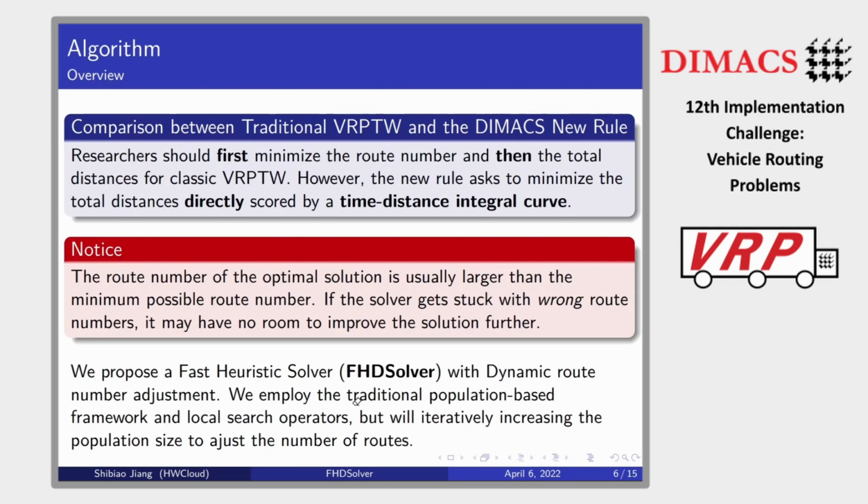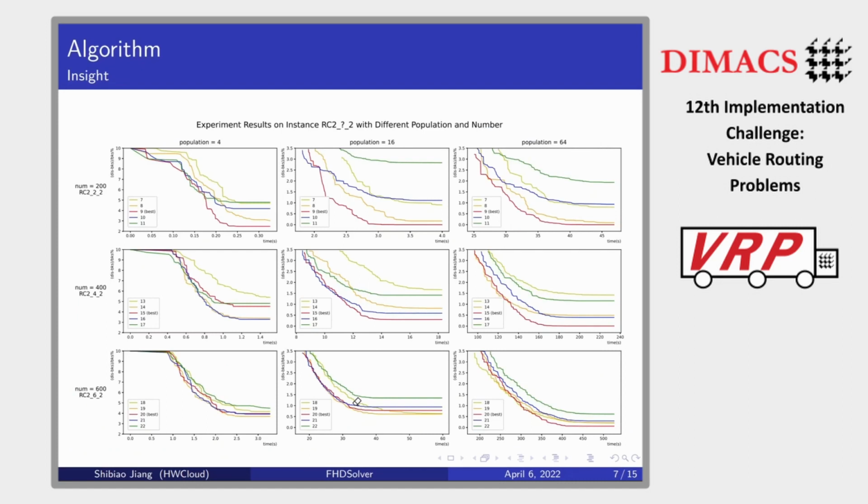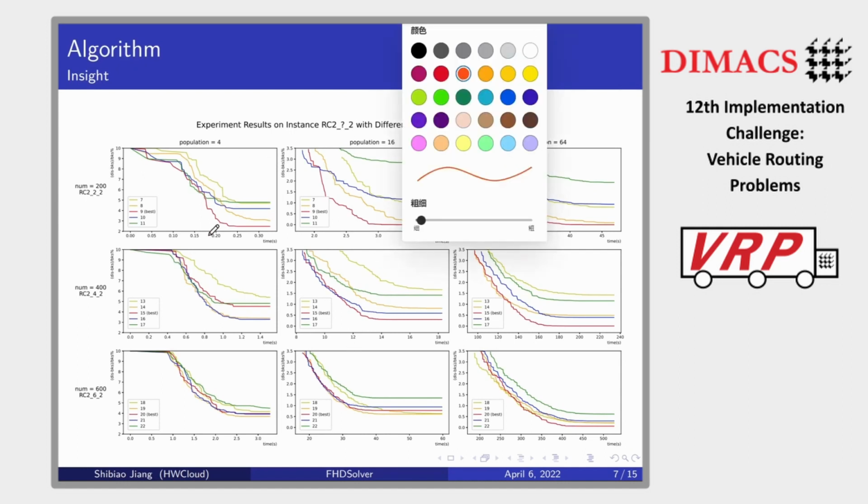We propose a fast heuristic solver with dynamic route number adjustment. We employ the traditional population-based framework and local search operators, but we are iteratively increasing the population size to adjust the number of routes. So how to adjust? Let's first look at the examples. You can first focus on the clues.